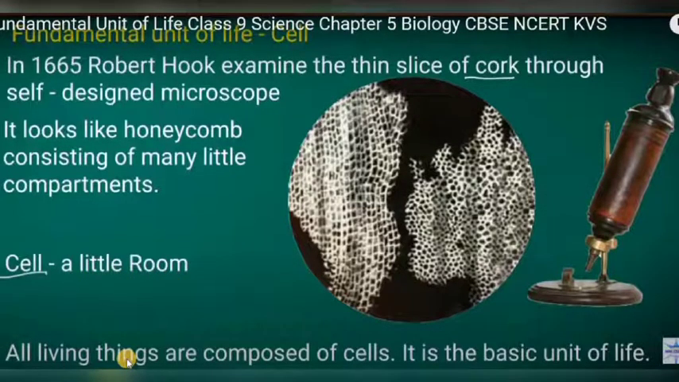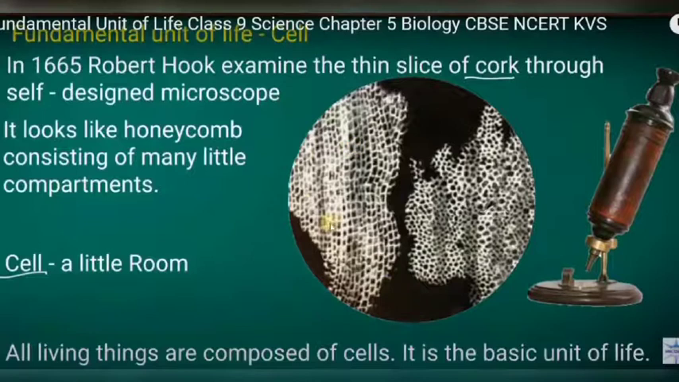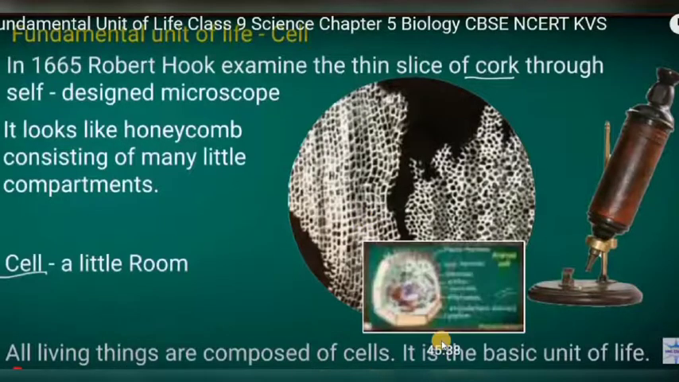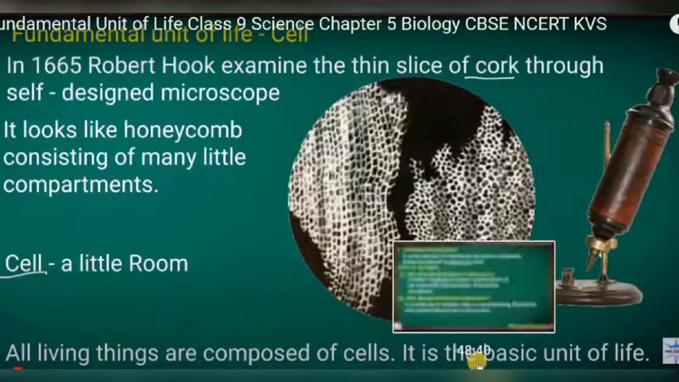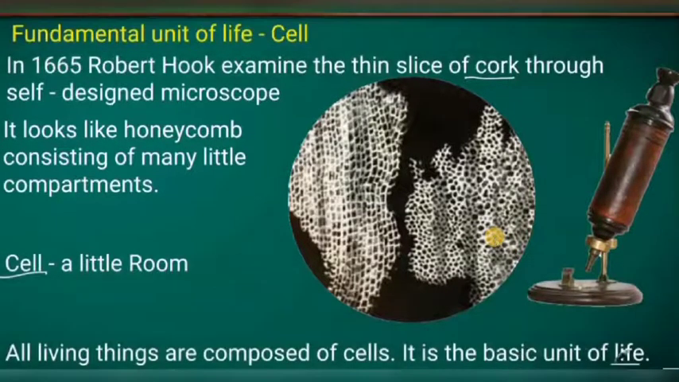All living things are composed of cells. Living things means plants, animals, humans; these are all living things. They are all made up of cells. So we can say that the cell is the basic unit of life. That's why we consider a cell as the basic unit of life.